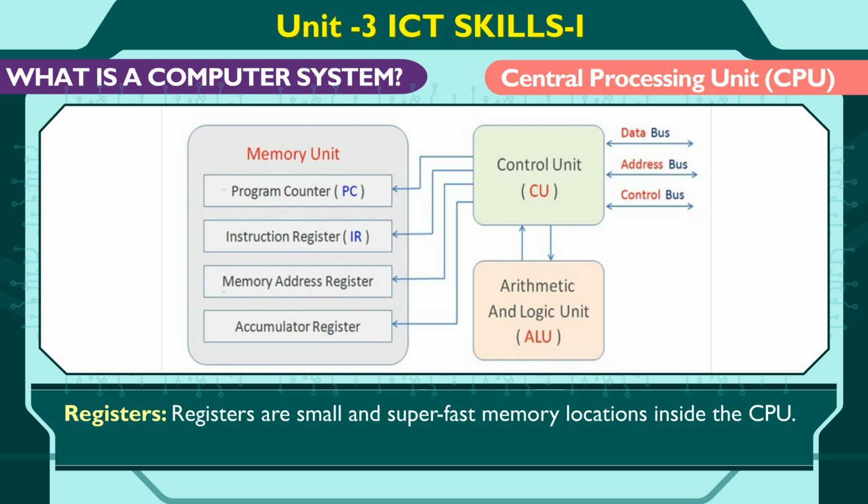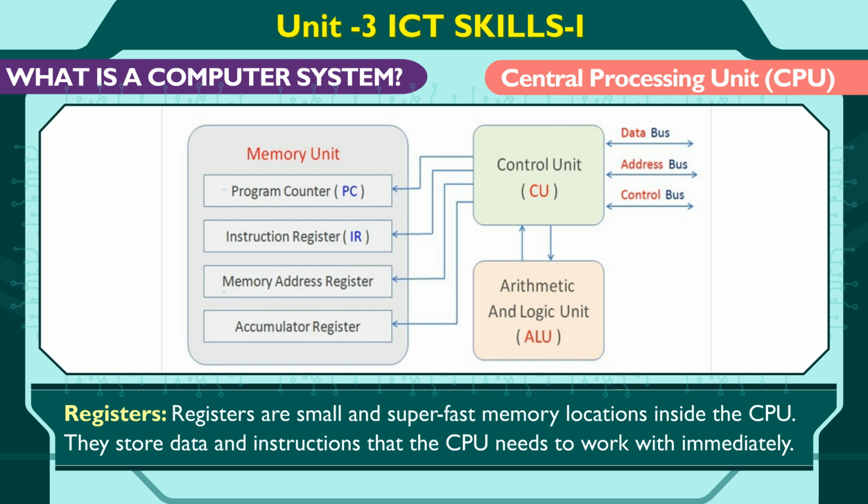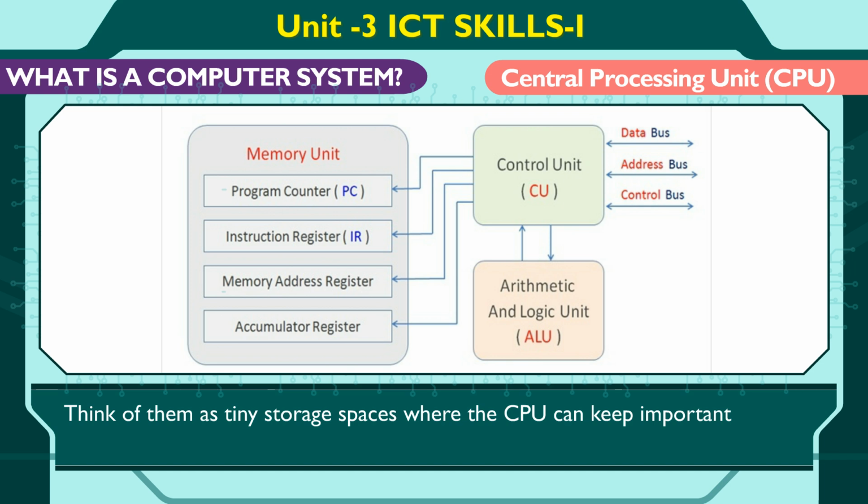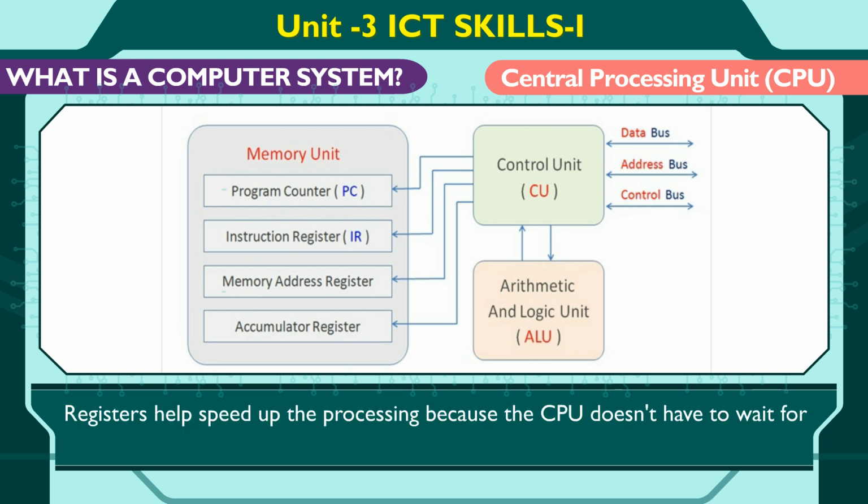Registers. Registers are small and super-fast memory locations inside the CPU. They store data and instructions that the CPU needs to work with immediately. Think of them as tiny storage spaces where the CPU can keep important information it needs at that very moment. Registers help speed up the processing because the CPU doesn't have to wait for data to come from other parts of the computer.